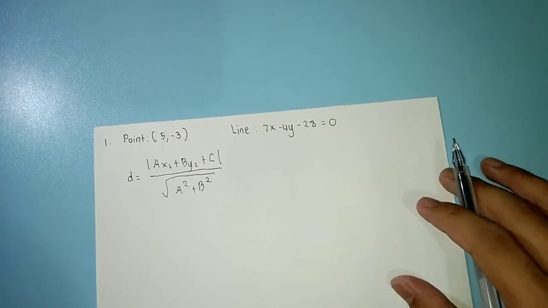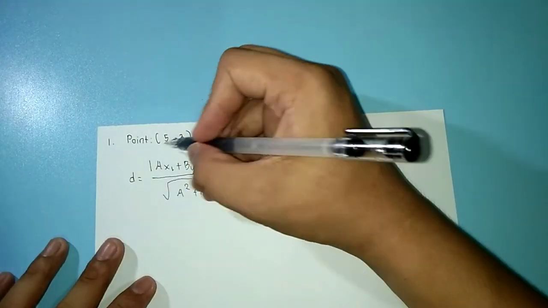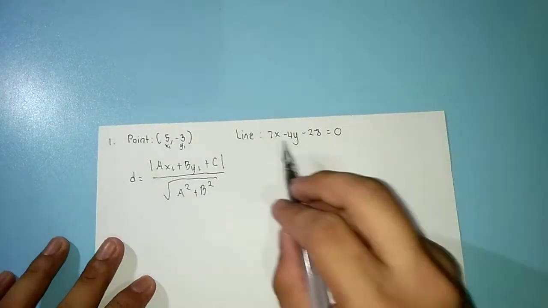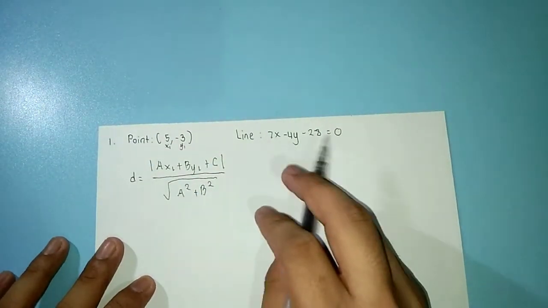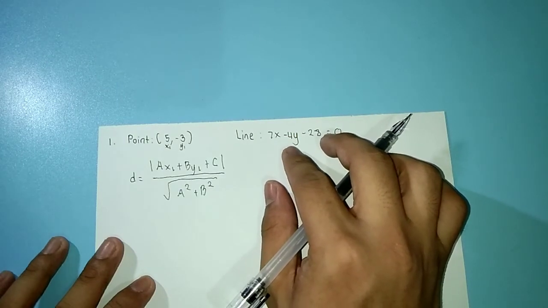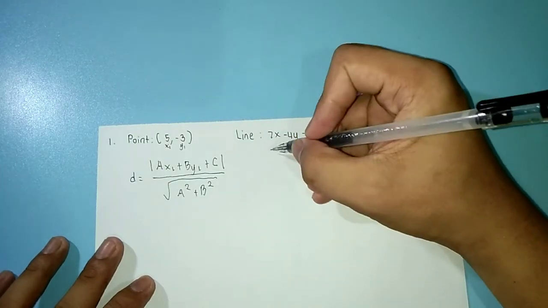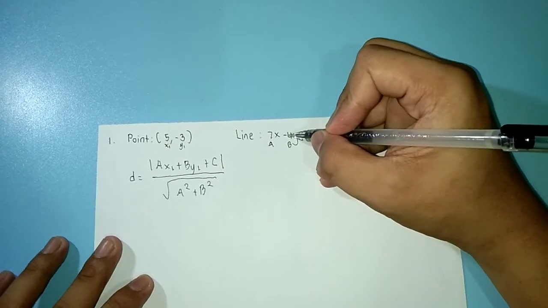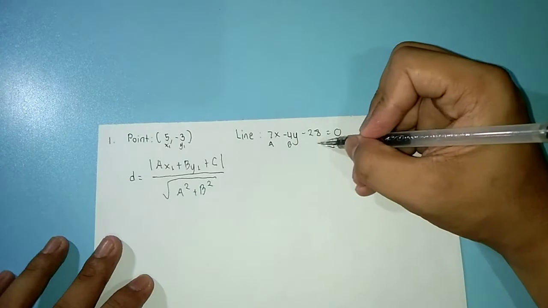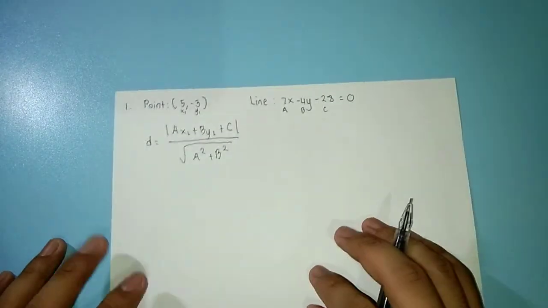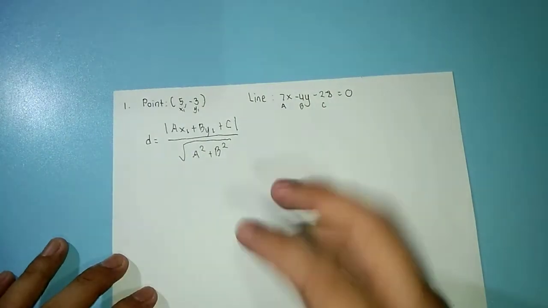Tapos, isa-substitute lang natin. So, dito sa given natin, ito yung ating x sub 1. Ito yung ating y sub 1. Tapos, dito naman, since naka-general equation na siya, so, lagi nyo i-check kung naka-general equation na. Okay? Tapos, saka natin i-assign, ito yung A, yung katabi ng X, ito yung B, including yung negative ha. So yung B natin ay negative 4, tapos ito yung C, yung negative 28. Tapos isasalpak lang natin dito yung mga values na yan sa formula.